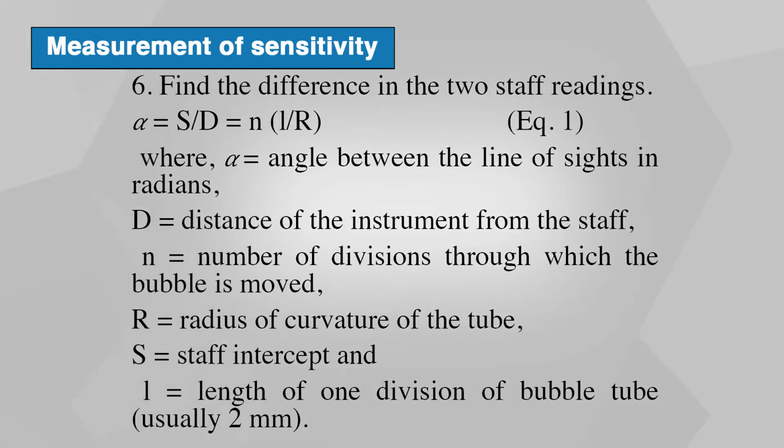So, the sensitivity alpha is equal to S by D, which is equal to N multiplied by 1 upon R, where alpha is the angle between the line of sight in radians. D is equal to distance of the instrument from the staff. N is equal to number of divisions through which the bubble is moved, and R is the radius of curvature of tube. S will be your staff intercept. L will be your length of one division of bubble tube, which is usually 2 mm.